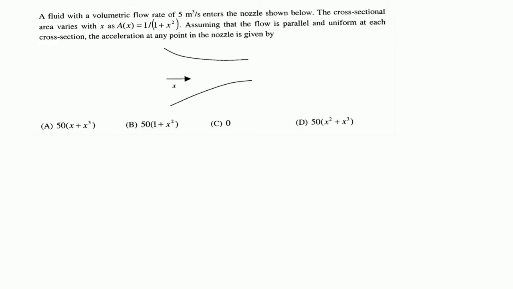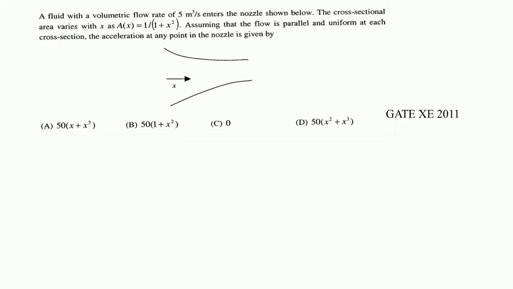Now the question, this one which has appeared in GATE XE 2011, goes like this. A fluid with a volumetric flow rate of 5 meter cube per second enters the nozzle shown below. The cross-sectional area varies with x as A(x) = 1 by 1 plus x square. Assuming that the flow is parallel and is uniform in each cross-section, the acceleration at any point in the nozzle is given by. This is the question. Now let us solve this question.